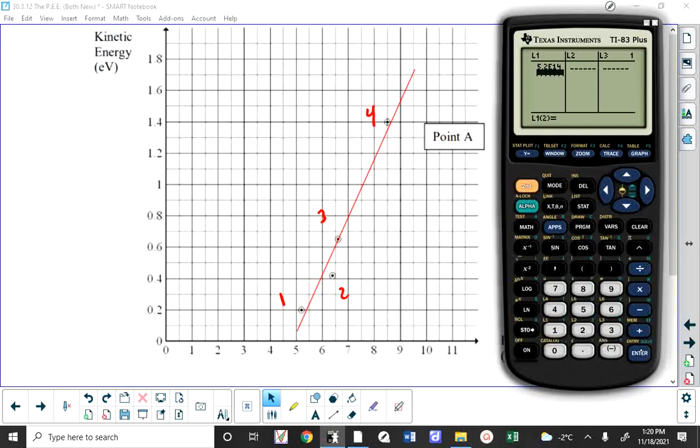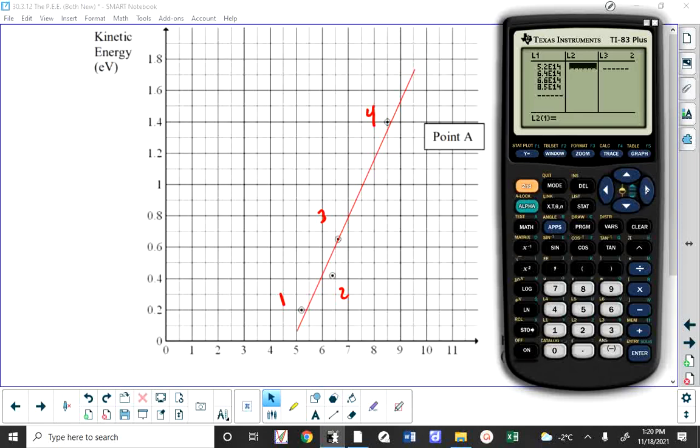The next one I would say is at 6.4. Remember, your X goes in list 1. The third one I would say is at 6.6. And I would say the fourth one is at 8.5. I'll double check that. 5.26. Yeah, that looks good.